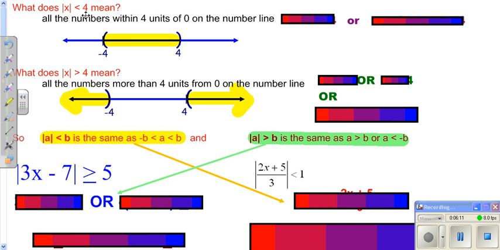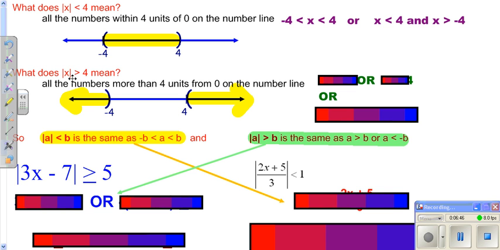So what does absolute value of x less than 4 mean? It means all the numbers within 4 units of 0 on your number line, because absolute value is distance from 0 on your number line. So you can go 4 units to the right, 4 units to the left, and anything in between, because it's less than 4. You could write that as an inequality here: negative 4 less than x is less than 4. You could write that as two separate inequalities, less than a positive 4 but greater than a negative 4, joined with an and statement.